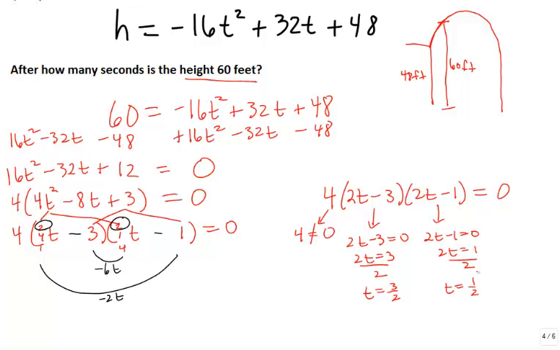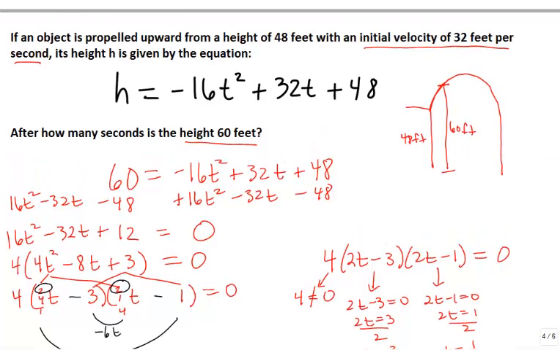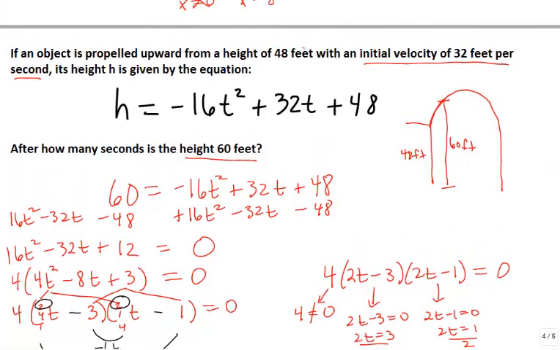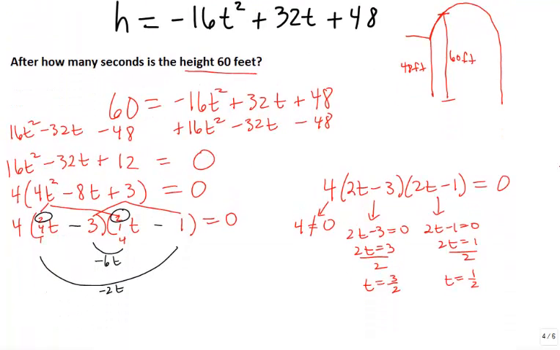Do both of these answers make sense? And what kind of units would be on this? If you go back to the original problem, remember that initial velocity was 32 feet per second. So the units on time here are going to be seconds. And does it make sense for both of these to work?